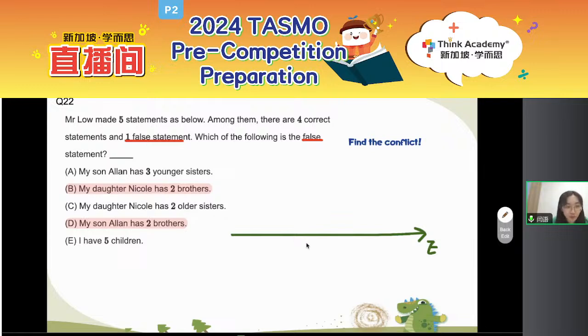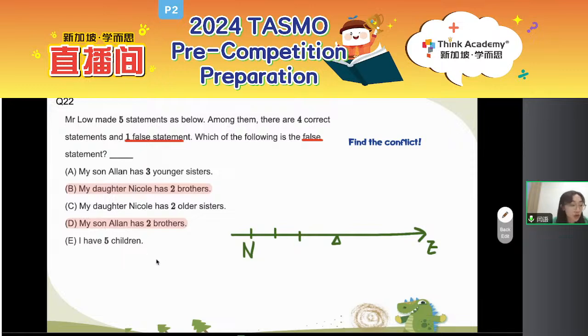According to A, okay, now we know that my son Alan has 3 younger sisters. Let's have a look. If Alan is here, and then younger sisters, 1, 2, 3. And then what about for C? My daughter Nicole has 2 older sisters. So where is Nicole? Nicole can only be the youngest one, right? And then 2 older sisters, 1, 2. Actually, it is correct. And also, since we already know that the conflict is between B and D, that means A, C, E, all of them must be true. The only false one can only be B or D.